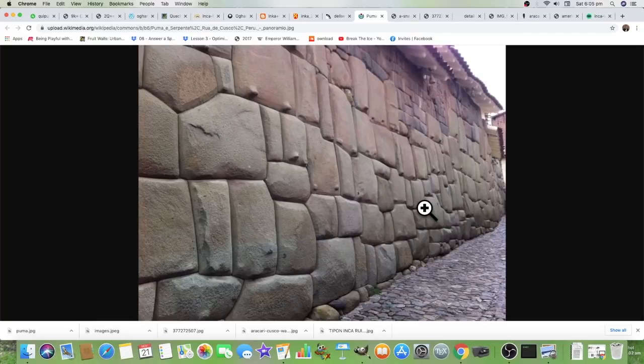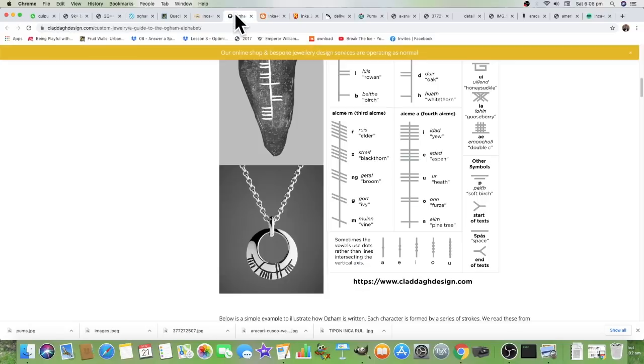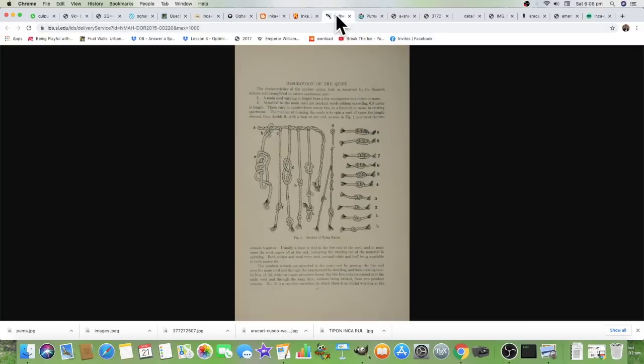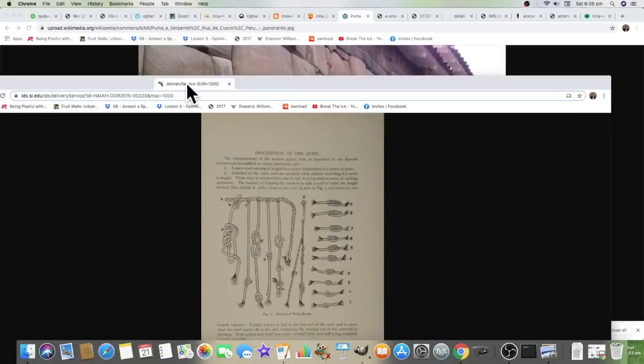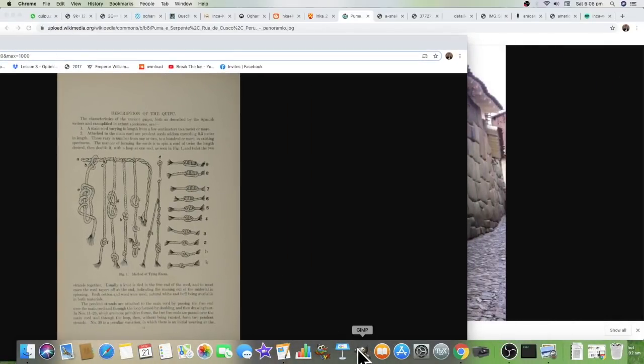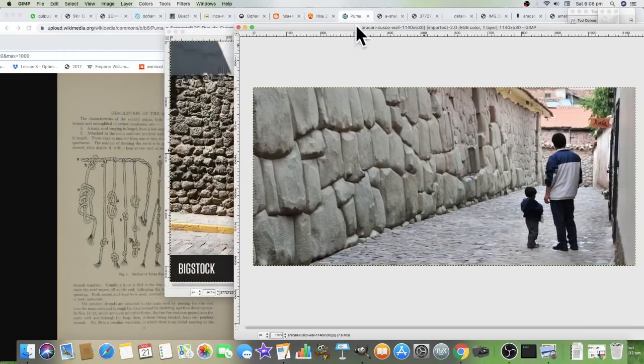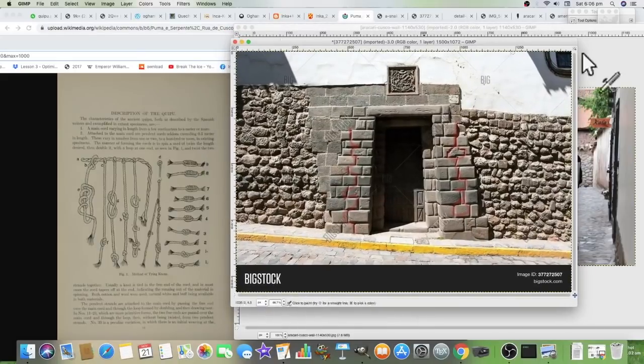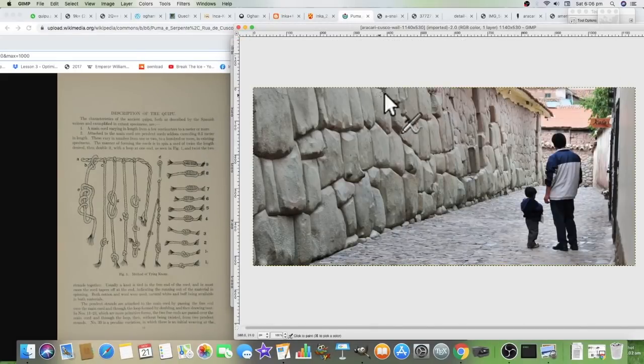So here's the stonework. And what I'm going to do is I'm actually going to bring up, I'll put this on the side there. And then I'll bring up GIMP, and I've actually got a tablet here, and we can start drawing. So what I'll do is, I'm going to just start drawing.